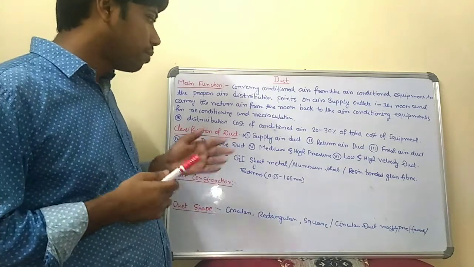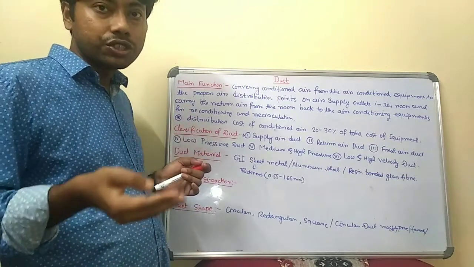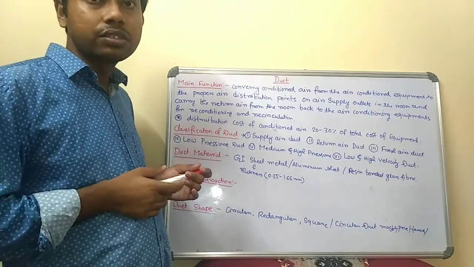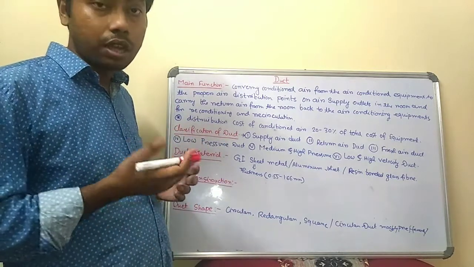Now, in case of high pressure duct, the static pressure of air in the duct is around 150 to 250 mm of water.